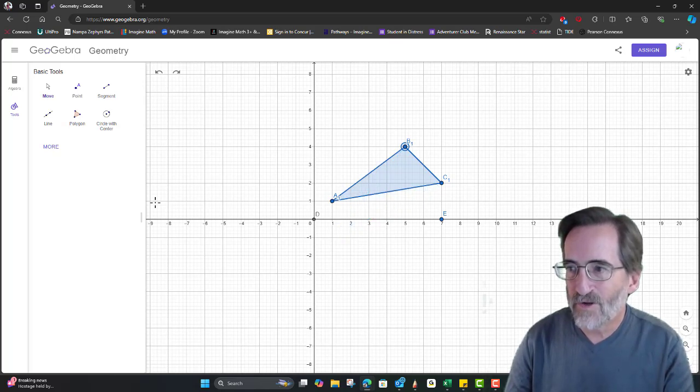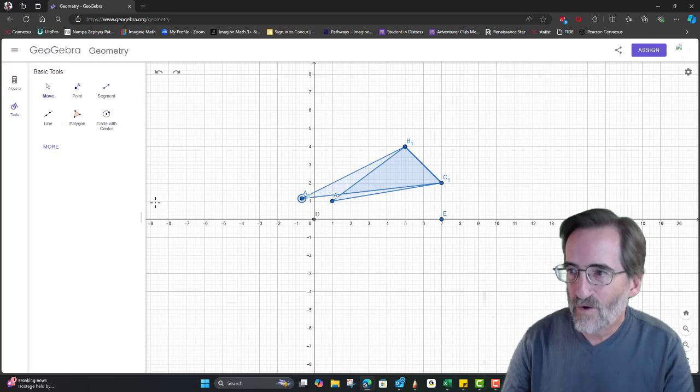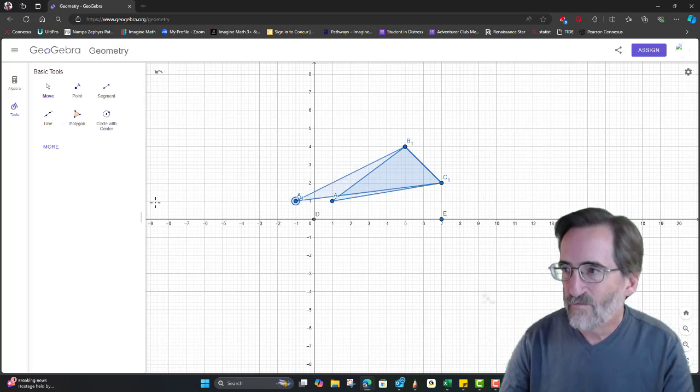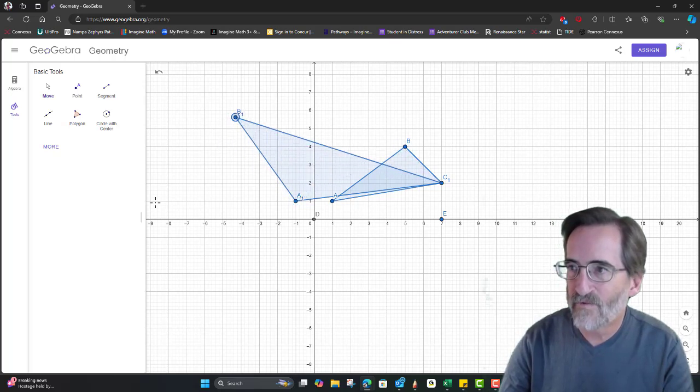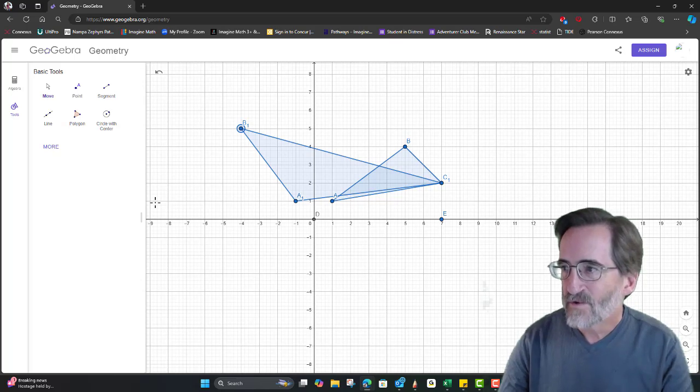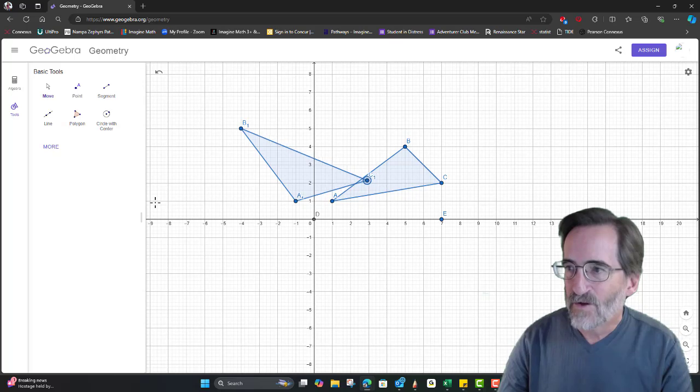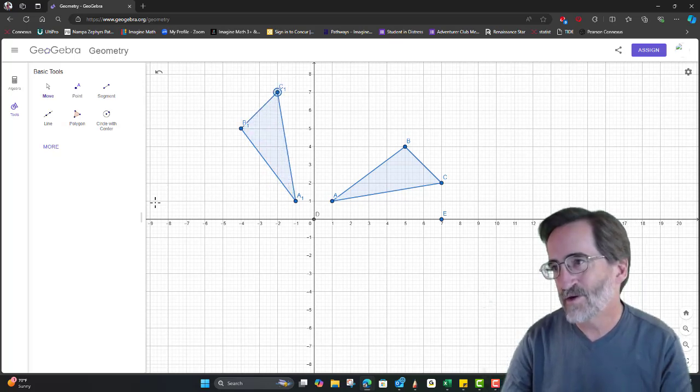Think of putting a pin in the origin where the D is and spinning it. A is going to end up right over here. B, instead of being 5 right and 4 up, is going to be 4 left and 5 up. C, instead of being 7 right and 2 up, is going to be 2 left and 7 up. There we go. Make sure I did that right.